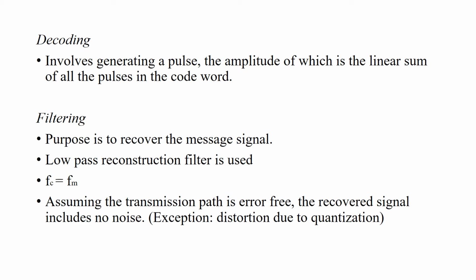Next is decoding. It involves generating a pulse, the amplitude of which is the linear sum of all the pulses in the code word. And finally we have filtering, that is, we have to recover the message signal, and it can be done with the help of a low pass reconstruction filter with a cutoff frequency equal to the maximum frequency of the message signal. Assuming the transmission path is error free, the recovered signal includes no noise. That is, there is no noise in the recovered signal, but there is an exception. There will be a distortion due to the quantization.